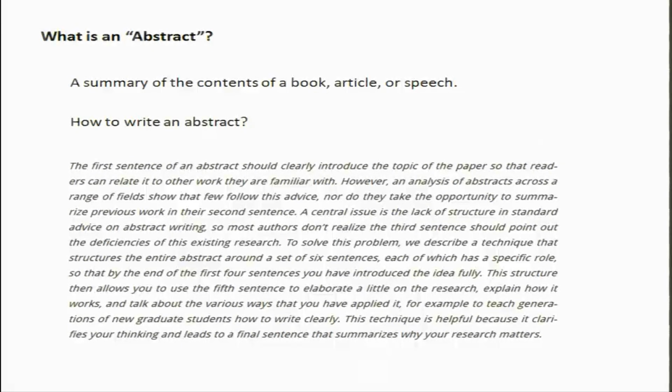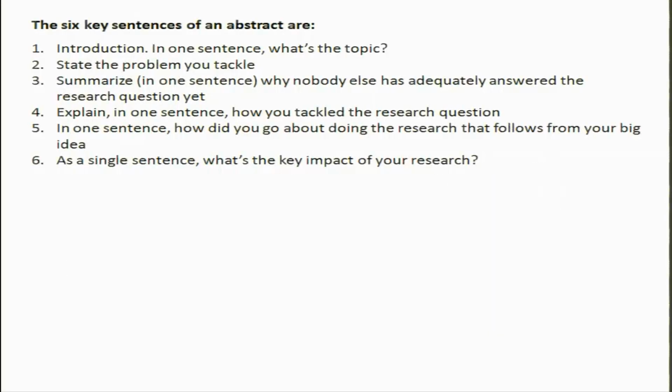So this is an abstract about abstract writing. It's beautifully written, and it says that they have developed a 6-line guideline. Let's see what it is. These are the 6 key sentences that should be there in an abstract. The first one is the introduction. In one sentence, you have to introduce the topic, what you are discussing. The second, you have to state the problem you tackled. So you have to say exactly what it is that you have addressed.